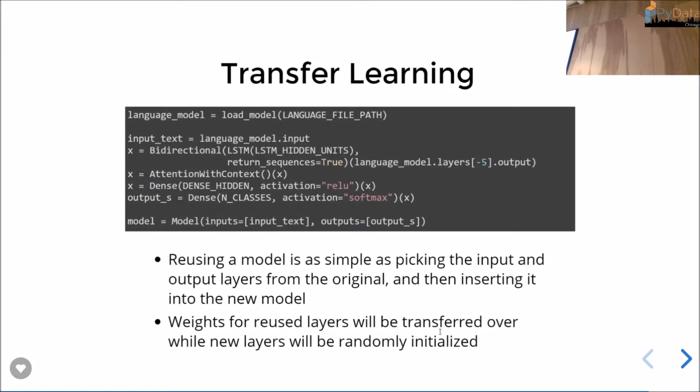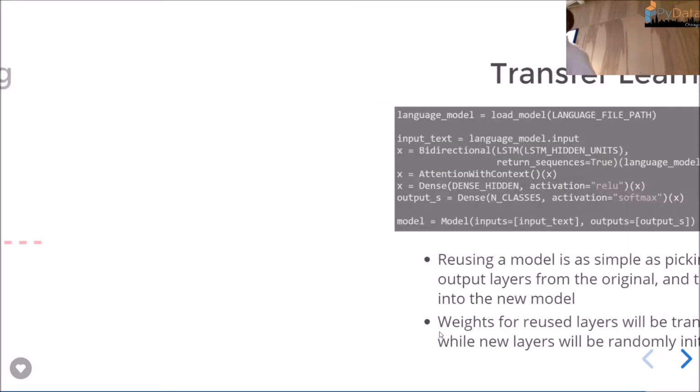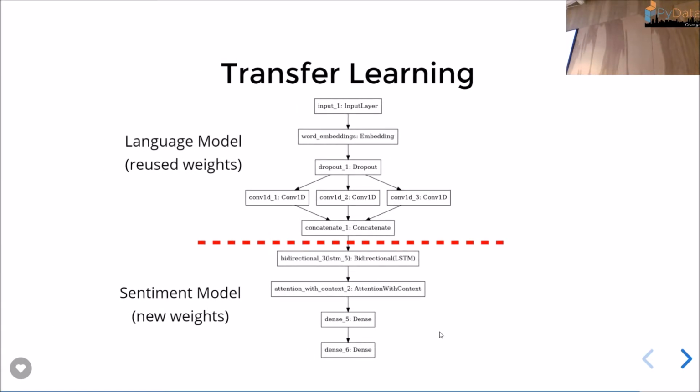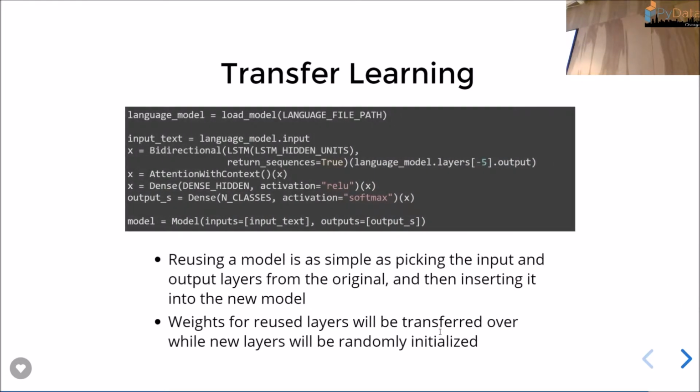So how do you do this in Wix? Even more straightforward, actually. You load in your language model, which is something that you previously trained. And then for input, we're actually going to do something different. Rather than passing in a new input layer, we're just going to grab the input layer from the language model. And then moving on to the next step, we create our LSTM, which is this bidirectional operator data line, starting with the new layers. And then instead of passing it the input, we're actually going to pass it the layer from the language model where we're going to start.